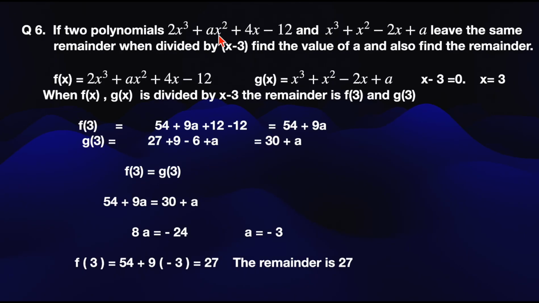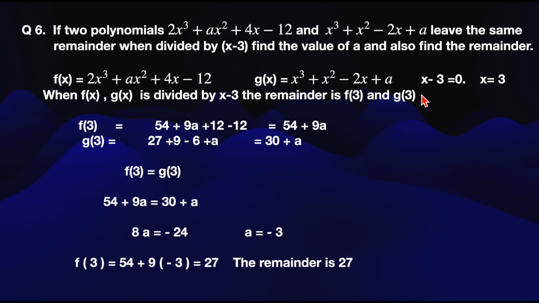If two polynomials leave the same remainder when divided by x minus 3, find the value of a and also the remainder. The same method, first put x minus 3 is equal to 0, find the value of x. Then substitute this value in the first polynomial. You will get the first remainder. See, here it is. I've substituted in the first polynomial. I got the remainder as 54 plus 9a.